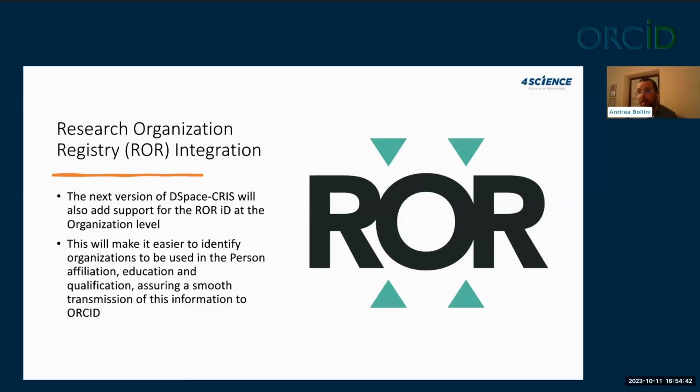Talking about what is coming, the next DSpace-CRIS version, which is expected by the end of this month, will also include support for the ROR ID at the organization level. So this means that you will be able to look up organizations using the Research Organization Registry when you are detailing the past employment or the education and qualifications of your researcher. And this information will also be provided during the integration with ORCID so that we can uniquely identify the organization when we push this data to ORCID.